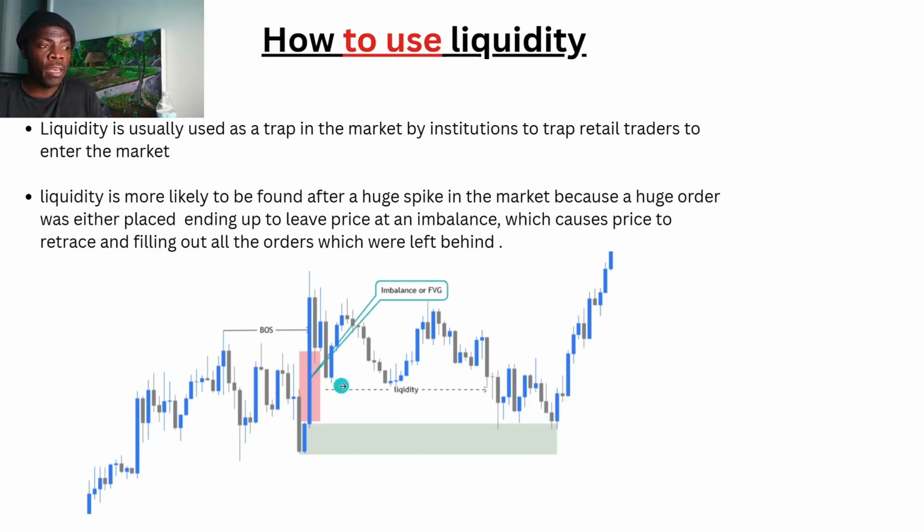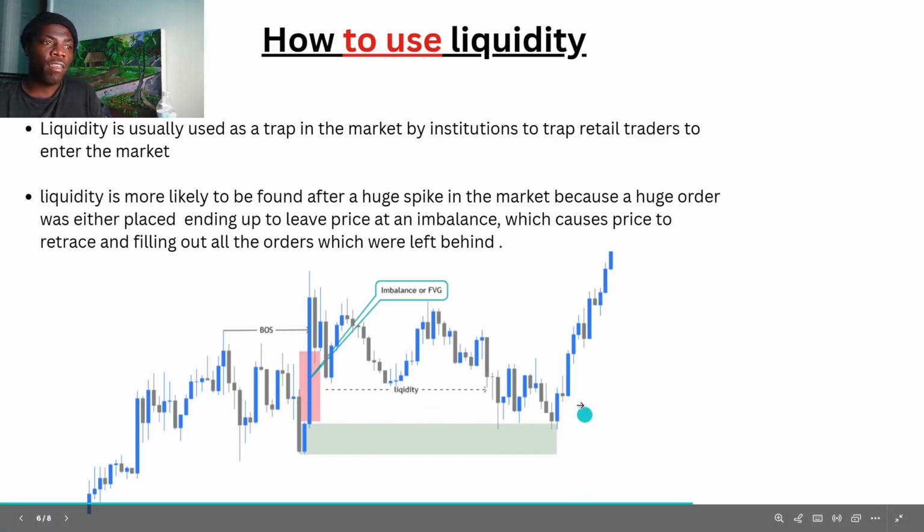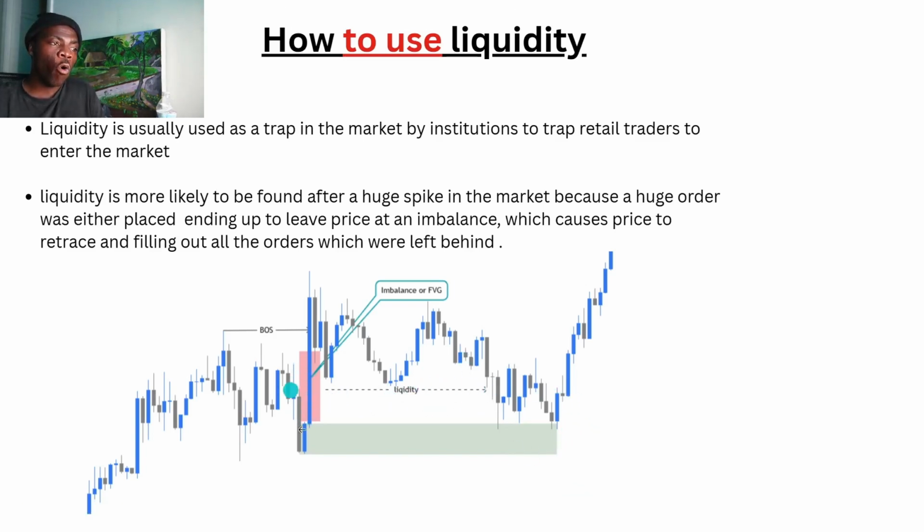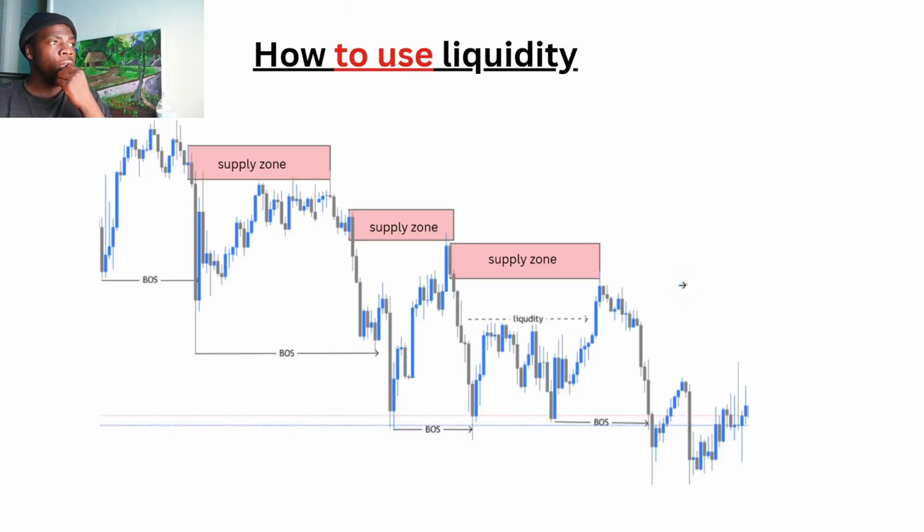And the people that entered right here ended up getting liquidated, ended up getting taken out. So if you placed your order right here and had your stop loss below here, you got taken out, because price had to fill all the orders that were right here to give all these other people a chance to enter this trade. So yeah, it's another good example of liquidity.